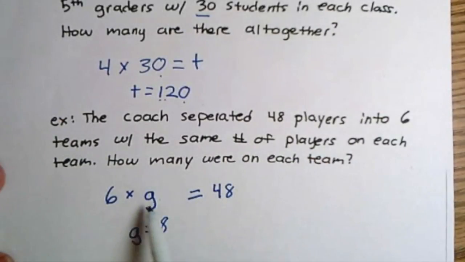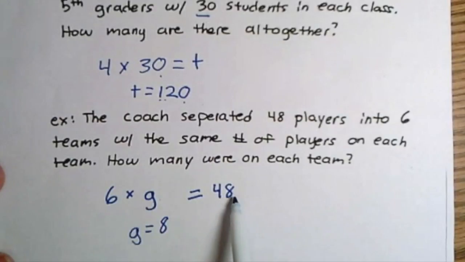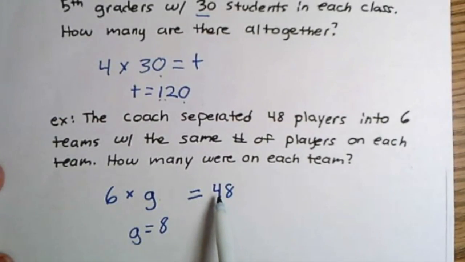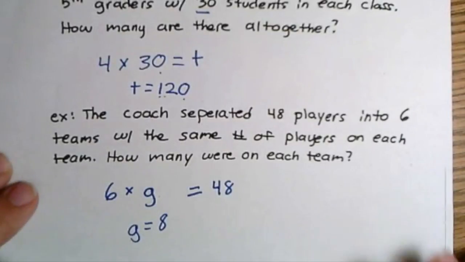Good. 6 times 8 equals 48. And I could do that reading it backwards. That means that 48 divided by 6 will equal G. So 48 divided by 6 is 8. All right, that is all 3 lessons. You guys rock. Now get to work.